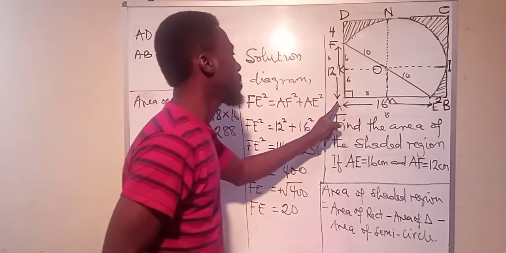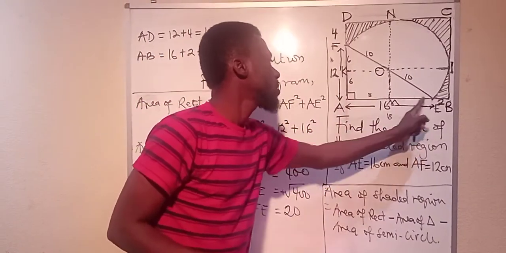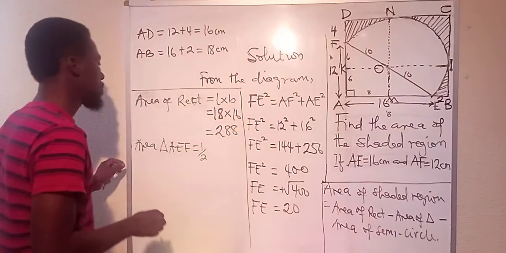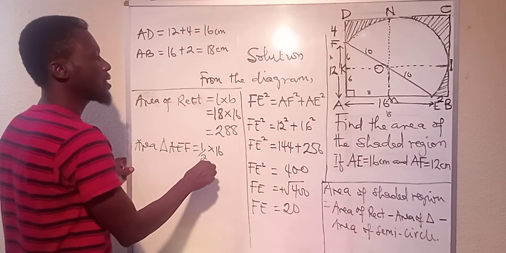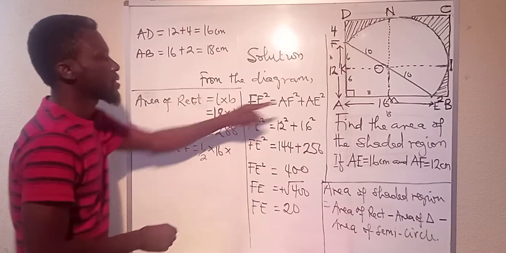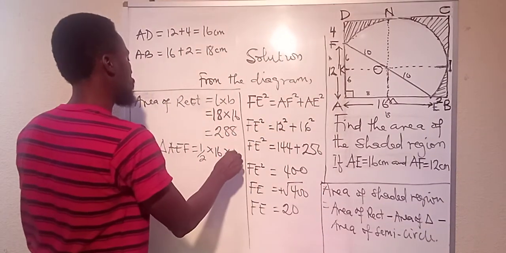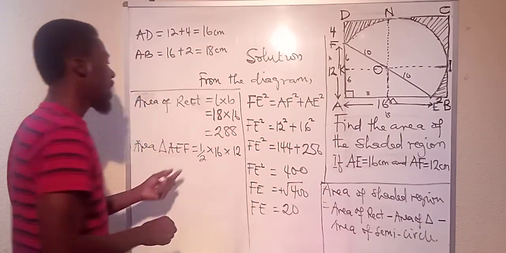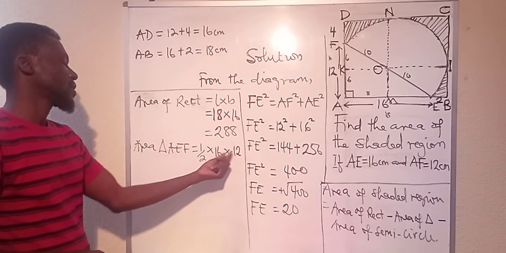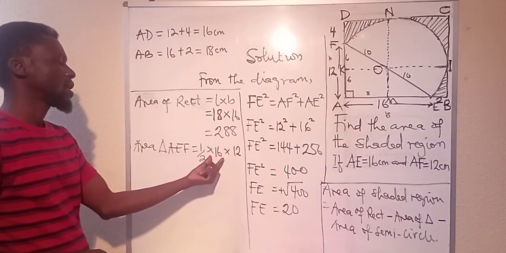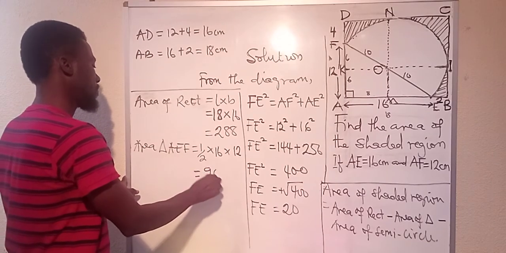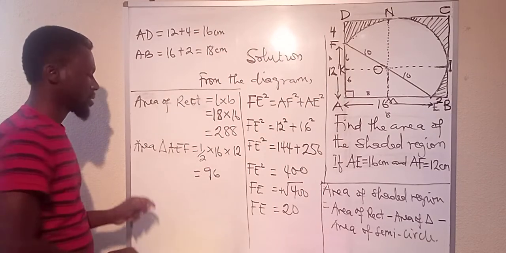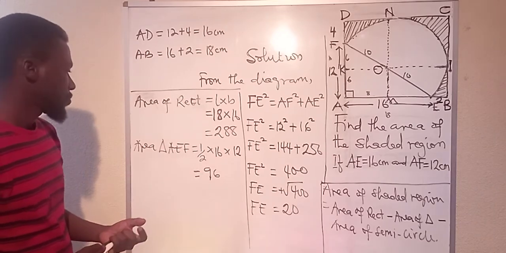So half of the base. What is the base? The base is AE, which is 16. Times the height. The height is AF, which is equal to 12. Half of 16 is 8. 8 times 12 will give us 96. So that will give us 96. That is the area of the triangle.